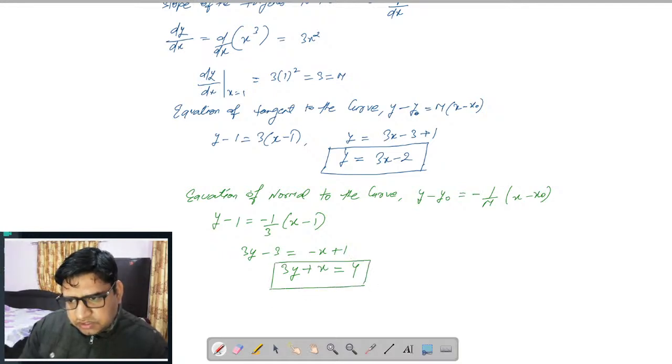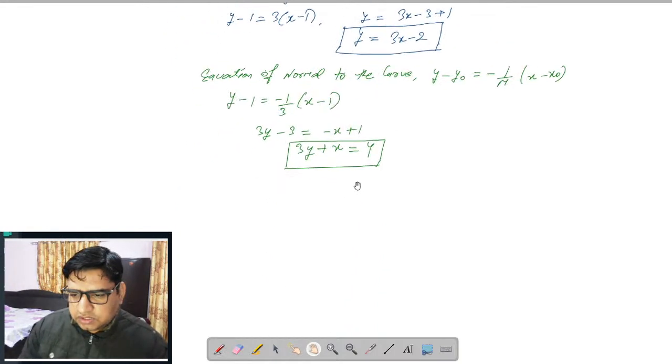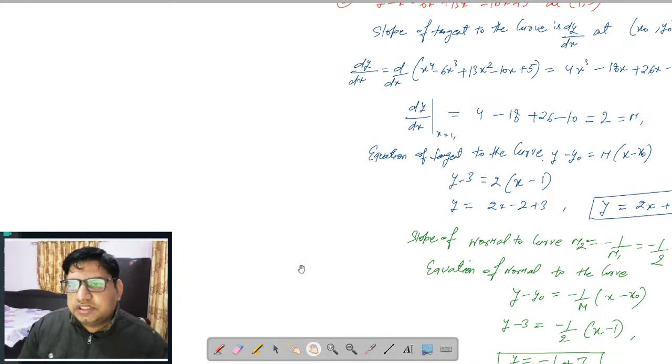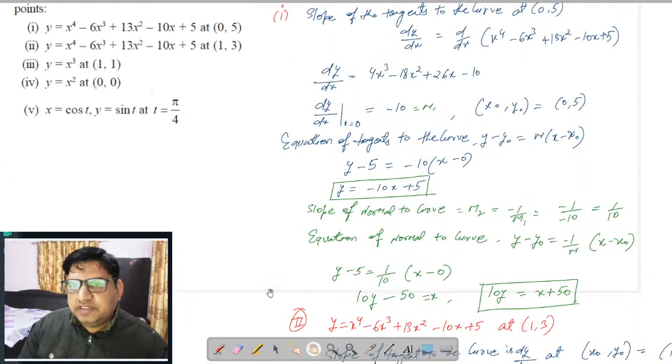So this is how we can find the equation of the tangent to the curve and the equation of the normal to the curve. And we'll try to solve the fourth part in a similar manner. Guys, if you have any difficulty in solving this type of question, please let me know.